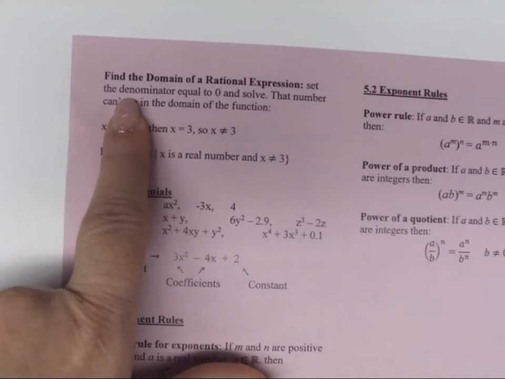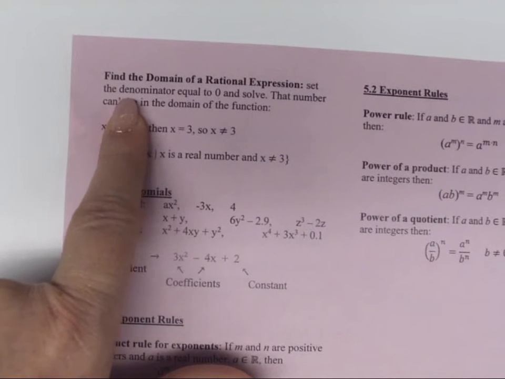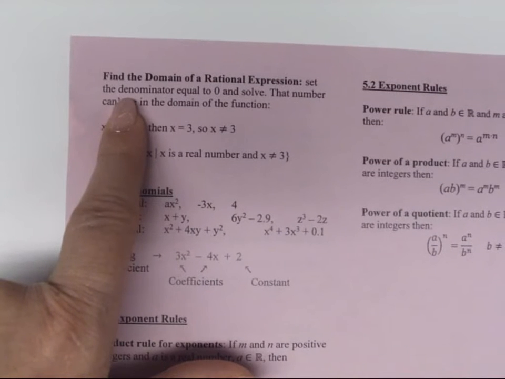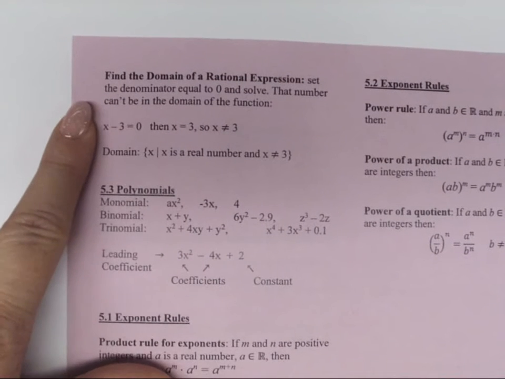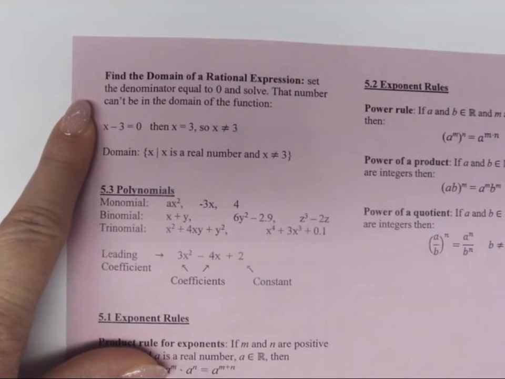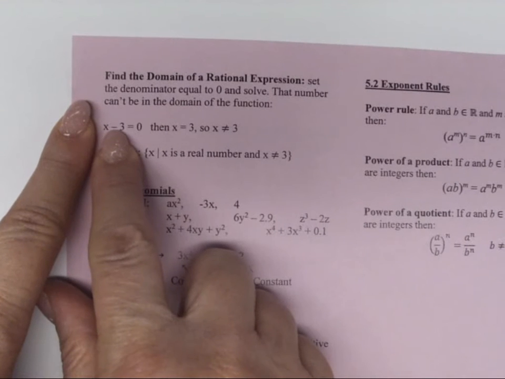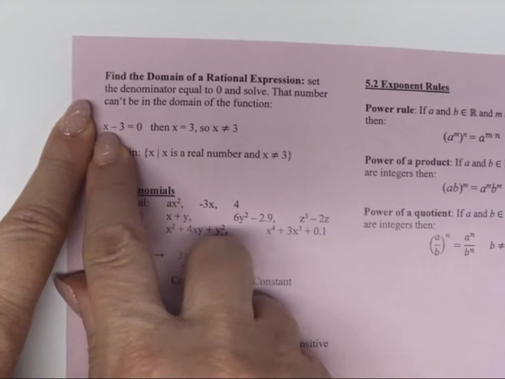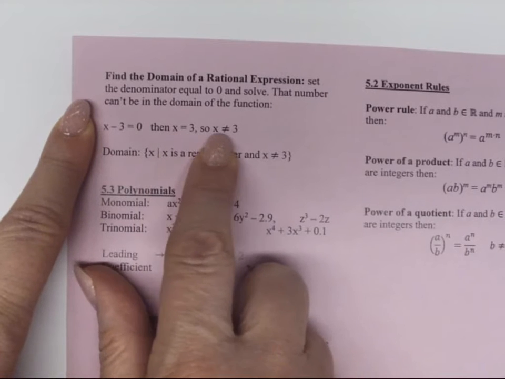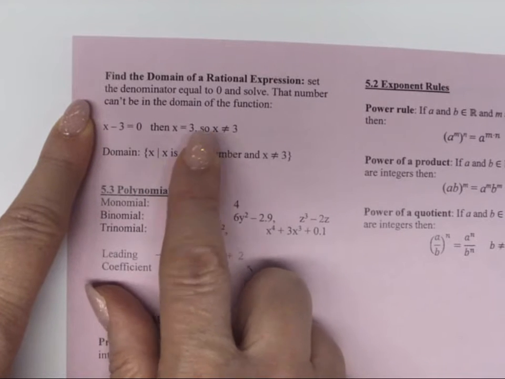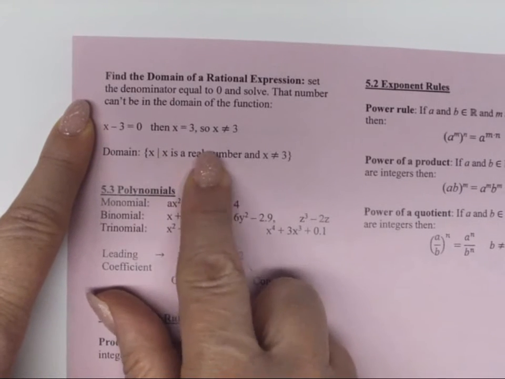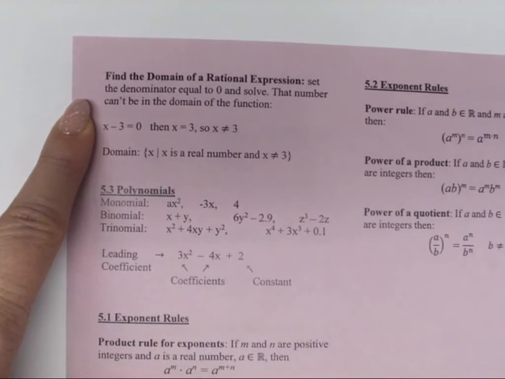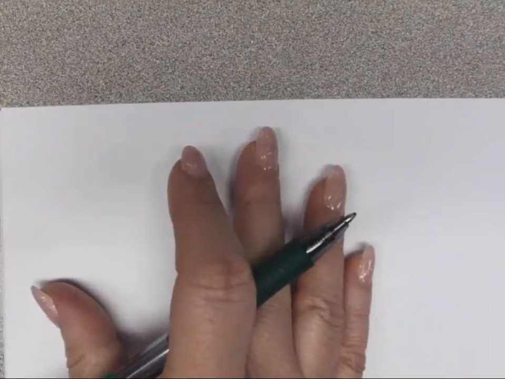To find the domain of a rational expression, we set the denominator equal to 0 and solve. That number can't be in the domain of the function. So if we end up with x minus 3 in our denominator, we set it equal to 0, solve, and get x equals 3. That means x can't be 3, so the domain is that x could be anything except 3. All right, let's go look at some examples.